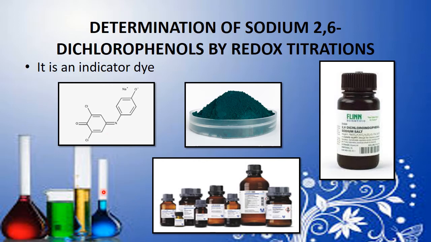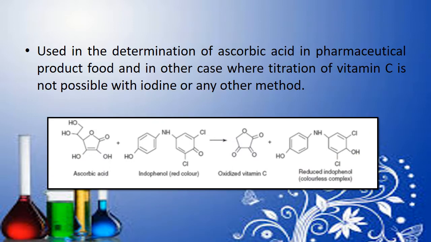The determination of sodium 2,6-dichlorophenolindophenol also occurred by the redox titration. It is basically an indicator dye. Here you can see the structure of the sodium dichlorophenol, salt of sodium dichlorophenol, and this is the indicator. It is used in the determination of the ascorbic acid in the pharmaceutical products as well as food, and in other cases when the titration of vitamin C is not possible with the iodine or any other method.